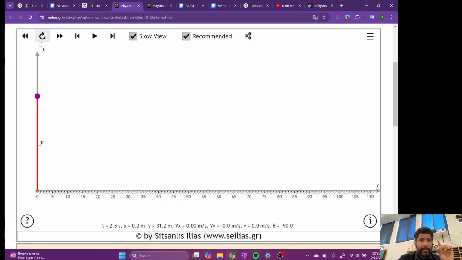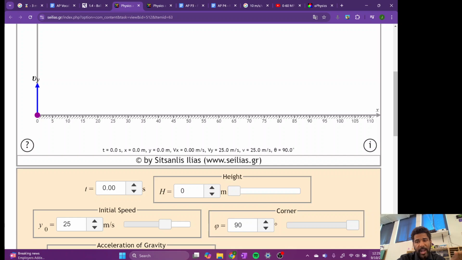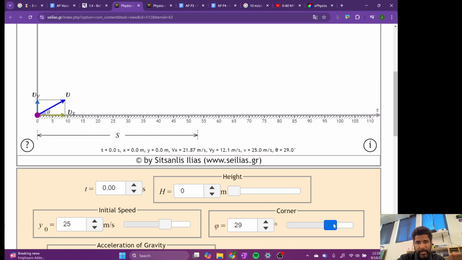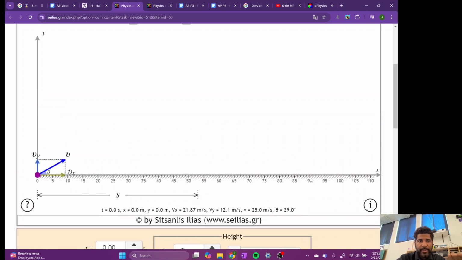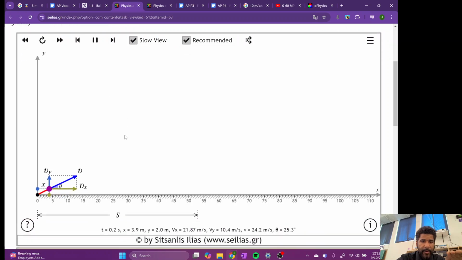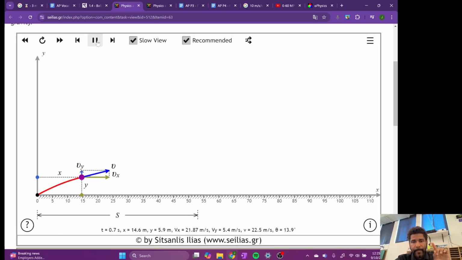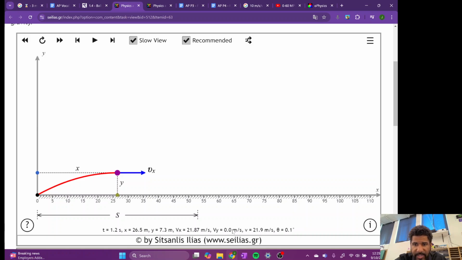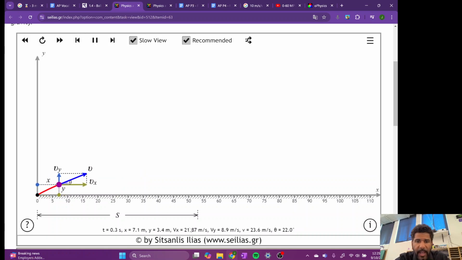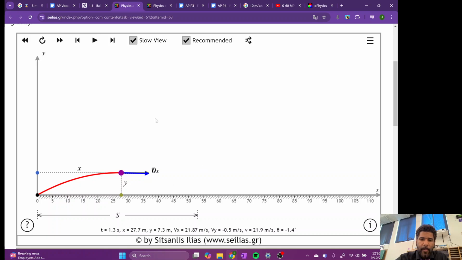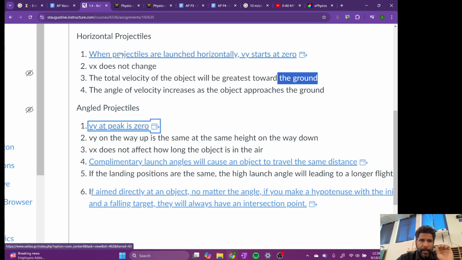However, now we are dealing with an object that is shot at an angle. 30 is what they used. And what we're going to see is if we go ahead and shoot it at this angle and go into the slow motion, as the object approaches the peak right here, the y velocity at the peak is going to be 0. And notice that the entire time this is happening, the x velocity does not change. The x velocity does not change, and the y velocity reaches 0 when the object reaches its peak.